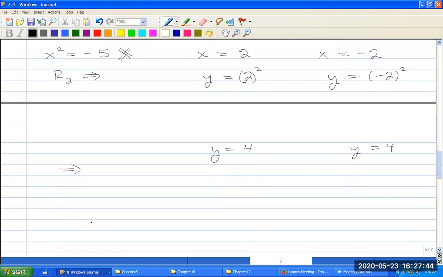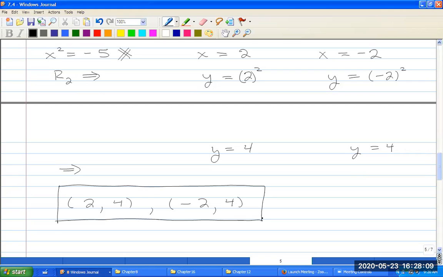When you actually do a problem that involves nonlinear equations, you must write them as points. And so the coordinates are 2, 4, and negative 2, 4. So you can't just say x is equal to 2 and x is equal to negative 2. That's not sufficient. You have to tell me what the x and y coordinates are. So I have two solutions.